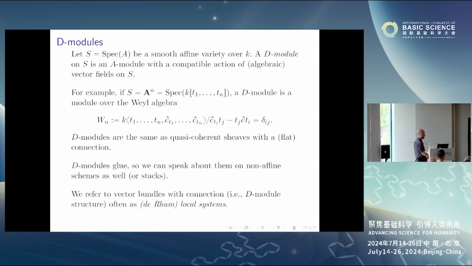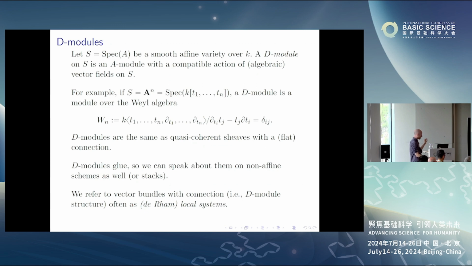So I'm going to refer to vector bundles with connection. All my connections are flat. In other words, a vector bundle with a D module structure, I'm going to call a de Rham local system. Usually I'll just call it a local system. Some people don't. Okay, most people don't.